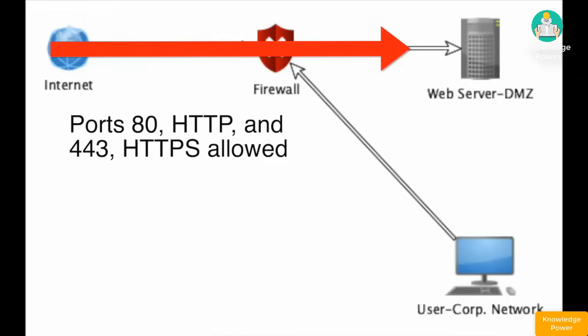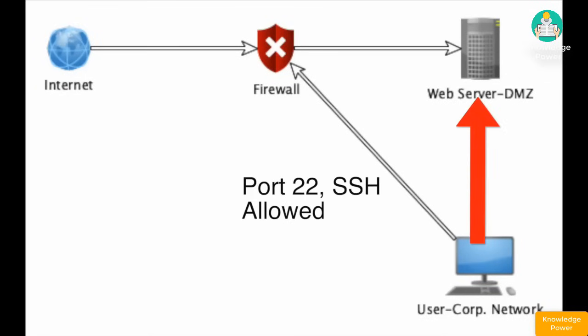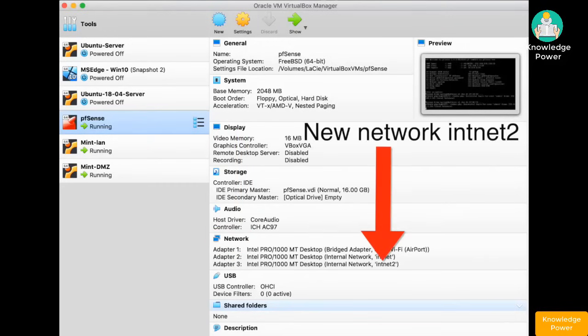We'll deny all other inbound traffic from the internet. We'll allow traffic from our internal network over port 22, which is SSH, so we could manage our server from the corporate network. We'll add a network interface card on our pfSense firewall, which will become our DMZ. This interface will use a new internal-only network called INET2.